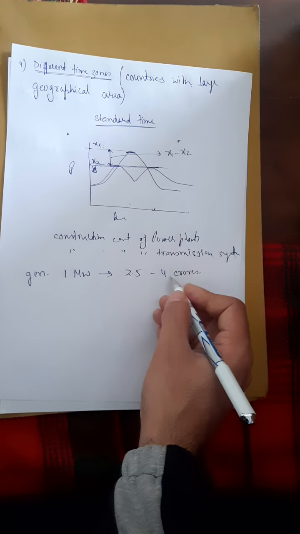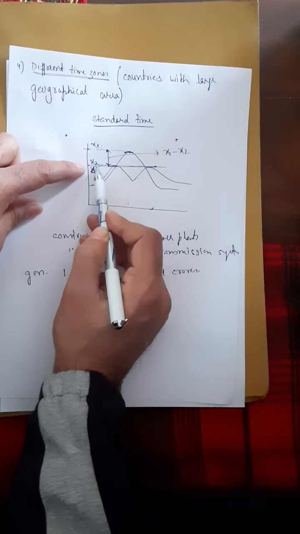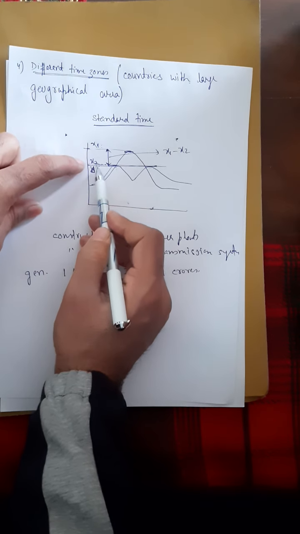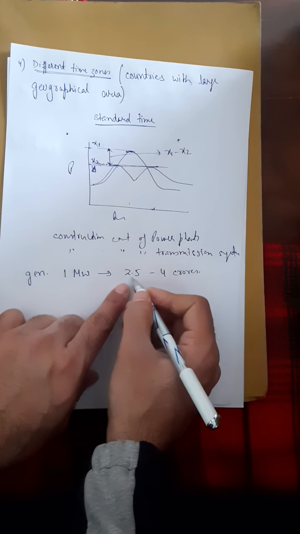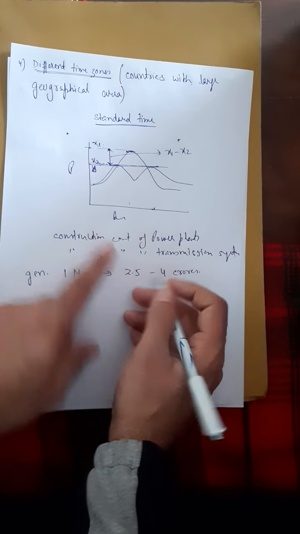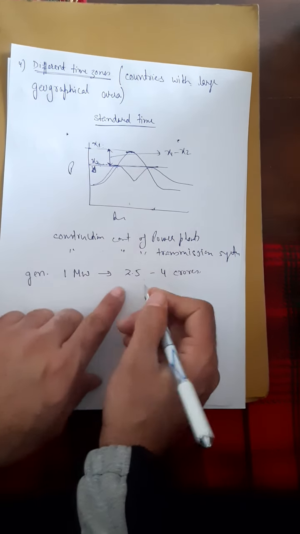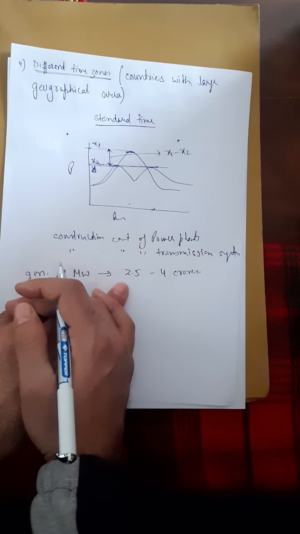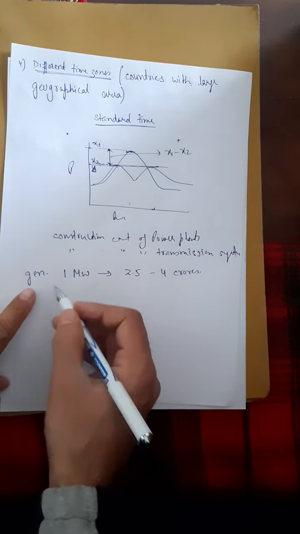Okay, so if x1 is 100 and x2 is 70, how much megawatt are we saving here? 30 megawatt. So for generating 1 megawatt, I need a minimum of 2.5 crore. If I'm reducing the peak by 30 megawatt, then 2.5 multiplied by 30 is 75, so 75 crores can be saved. This is only about generation.